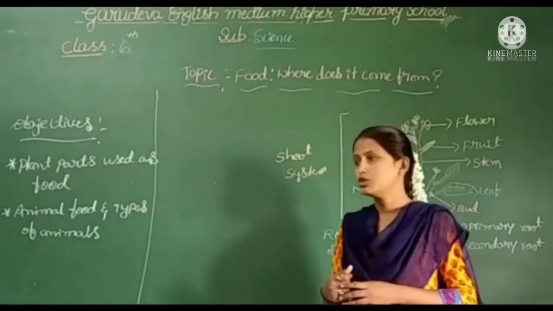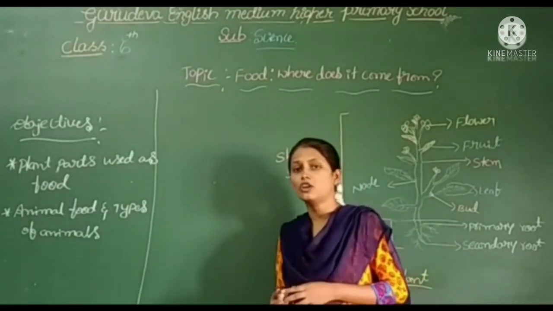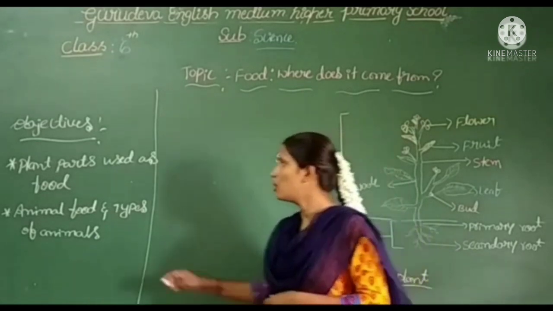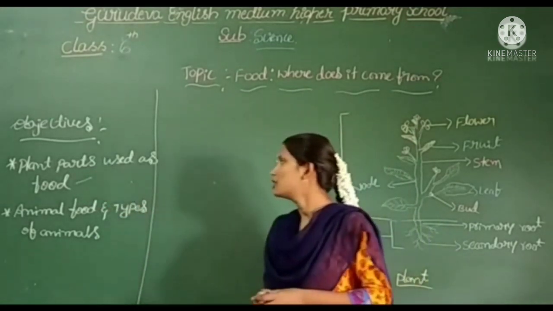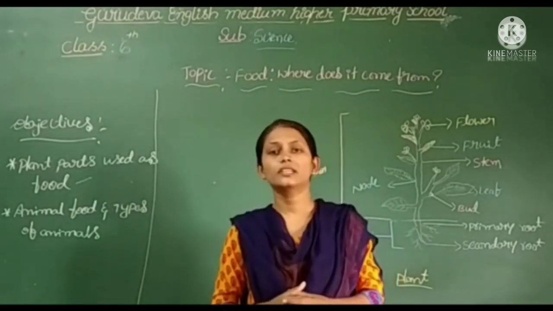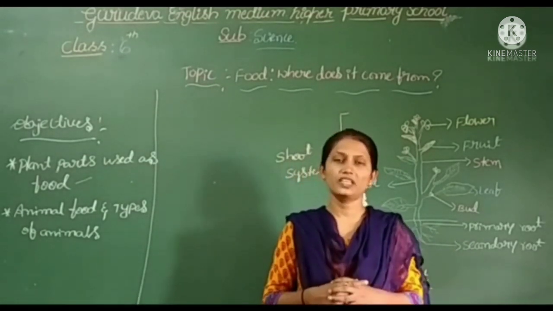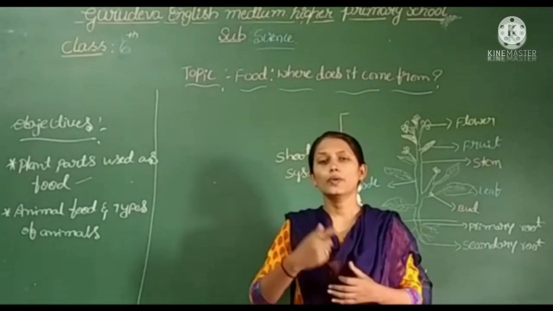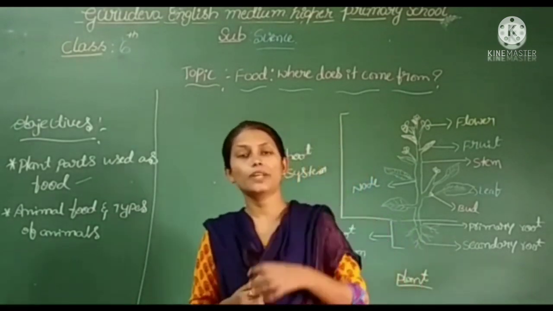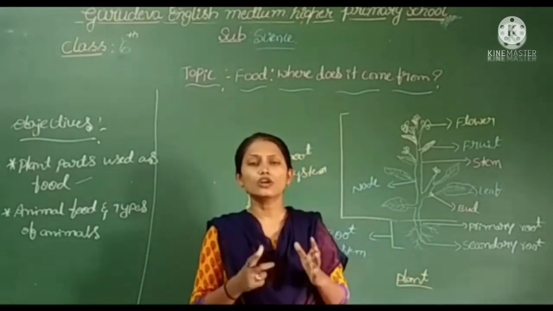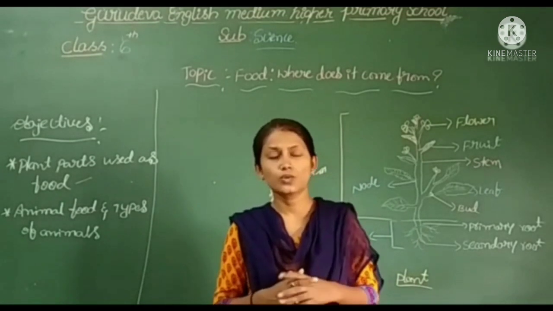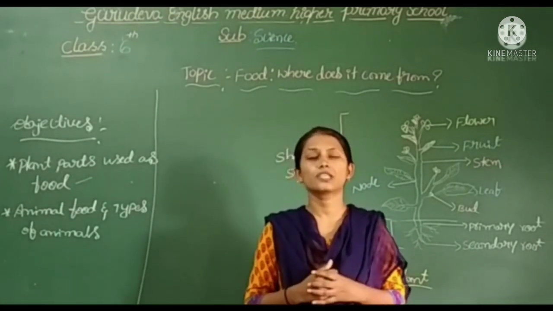Now let us continue the topic by discussing the other concepts. First we will move on to the plant parts used as food. Dear children, as we know, plants are the only organisms which prepare their own food. Means we are depending upon the plants. We obtain food from the plants. So, what are the parts of the plants? Which plant parts are we using as food?